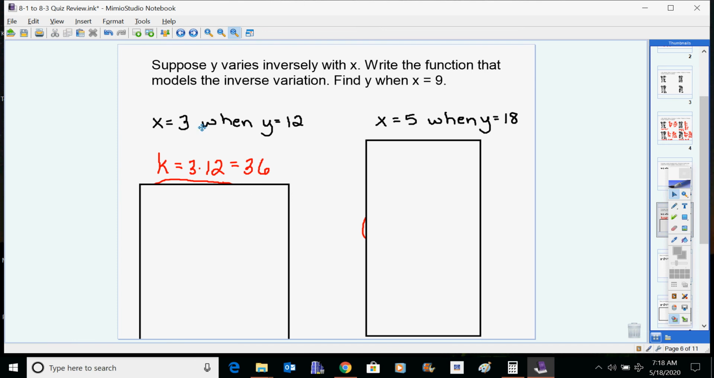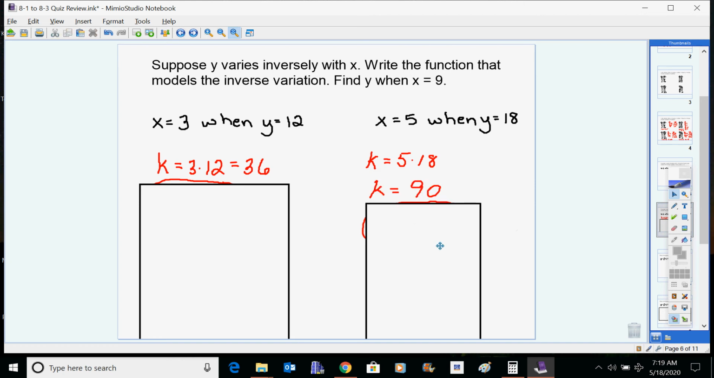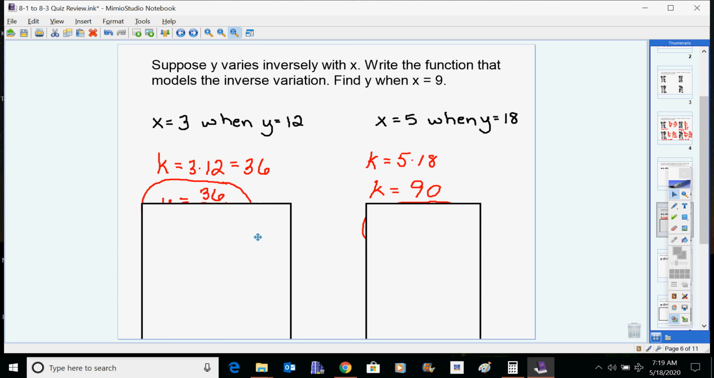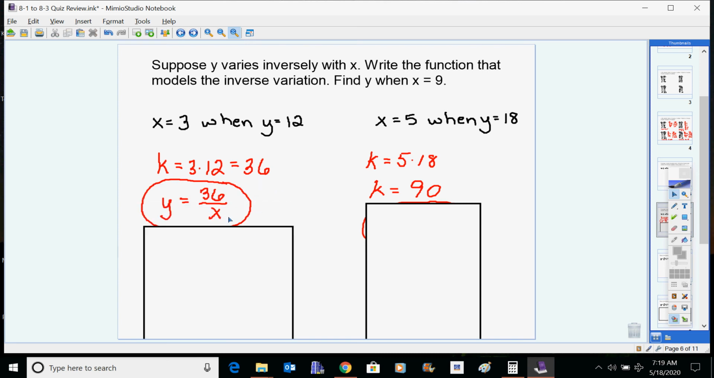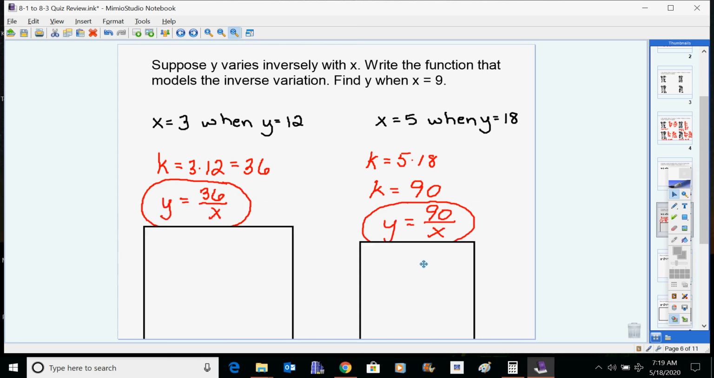Our constant of variation is just what you get when you multiply the numbers together. Then you need to take that constant of variation. It says write the function and then find y when x equals 9. So the function is y equals k over x, y equals 36 over x, y equals 90 over x.